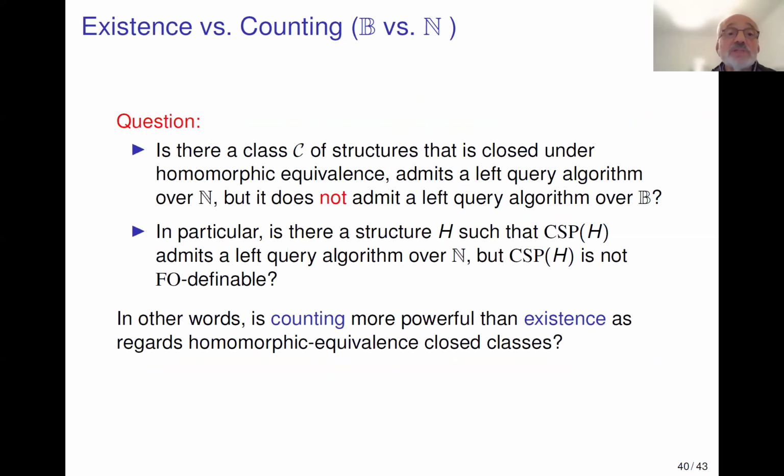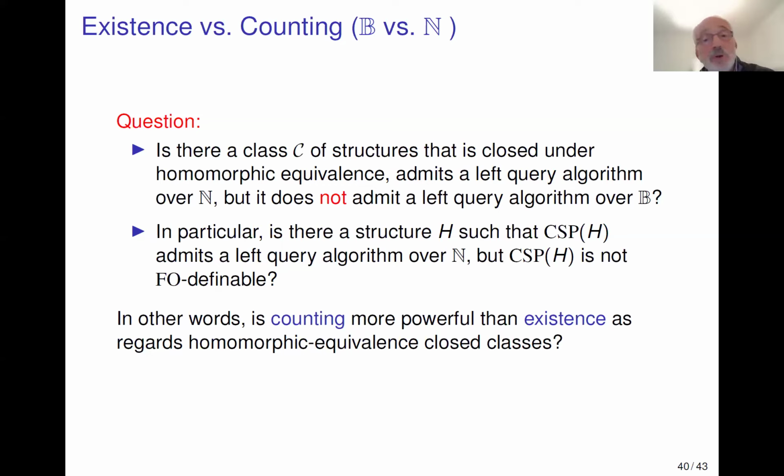So the real question is: is there a class of structures closed under homomorphic equivalence that admits a left query algorithm over the natural numbers, but doesn't over the Booleans? For instance, is there a structure H where the constraint satisfaction problem admits a left query algorithm over the natural numbers, but it's not first order definable? In plain words, is counting more powerful than existence as regards homomorphic equivalence classes?